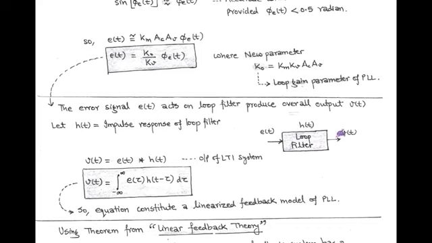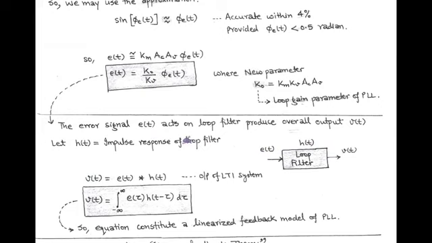And now this approximate error signal is applied to the loop filter and it produces an output v(t). For this, let us consider this loop filter as a type of LTI system with impulse response h(t). And we know that the output of any LTI system is given by the convolution of the input signal and the impulse response. So for the PLL, output v(t) equals the convolution of the error signal and the impulse response h(t). And its formula is integration e(tau) h(t minus tau) d tau with limits tau equals minus infinity to infinity. And this equation constitutes a linearized feedback model of the PLL.